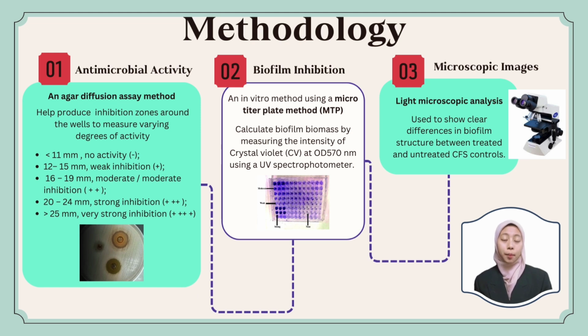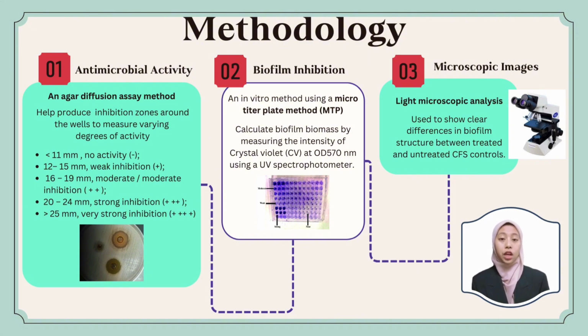In this case study, among the methods used is, first, for the antimicrobial activity, the agar diffusion assay method on the cell-free supernatant extract from the LAB strain. This can help to produce Pseudomonas aeruginosa and Staphylococcus aureus inhibition zones, which provide information on the varying degrees of activity. Second, an in vitro method using a microtiter plate will be used in order to investigate the inhibitory effect of the CFS lactobacillus species, and this technique is used as the stepping stone to calculate the biofilm biomass by measuring the intensity of the crystal violet using the UV spectrophotometer.